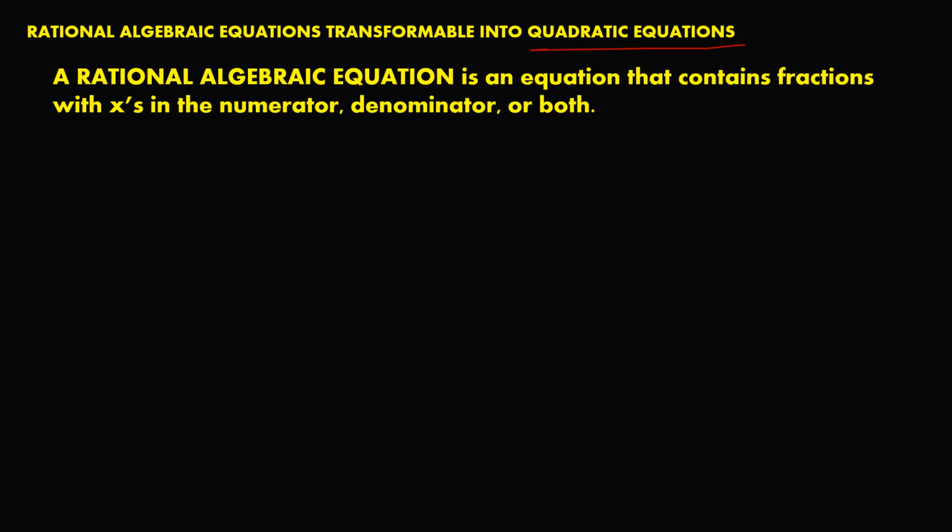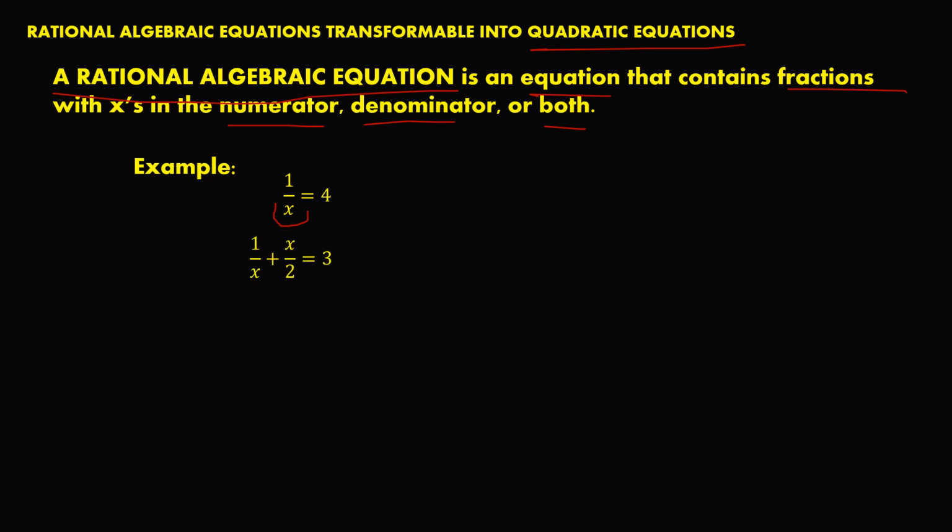Now let's define first what is a rational algebraic equation. A rational algebraic equation is an equation that contains fractions with x's in the numerator, denominator, or both. For example, 1 over x equals 4. There is a variable x in the denominator, and this makes the whole equation a rational algebraic equation.